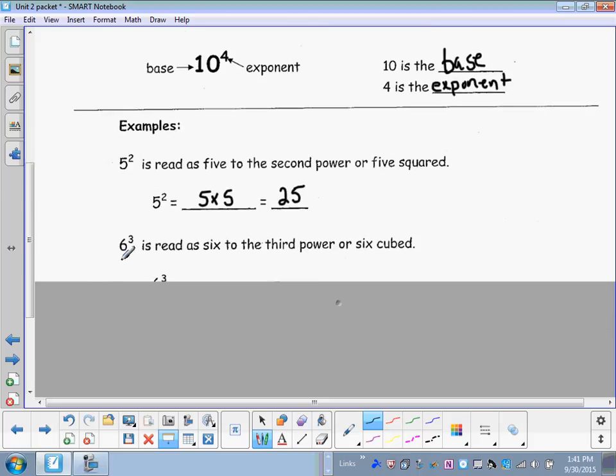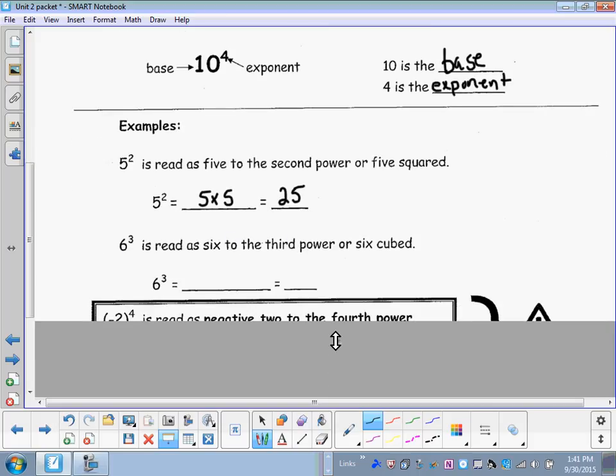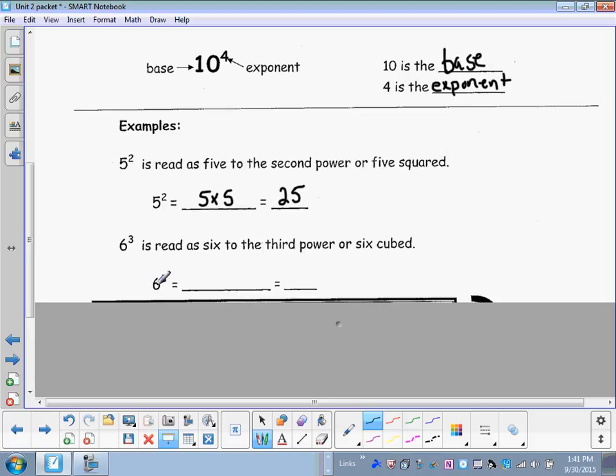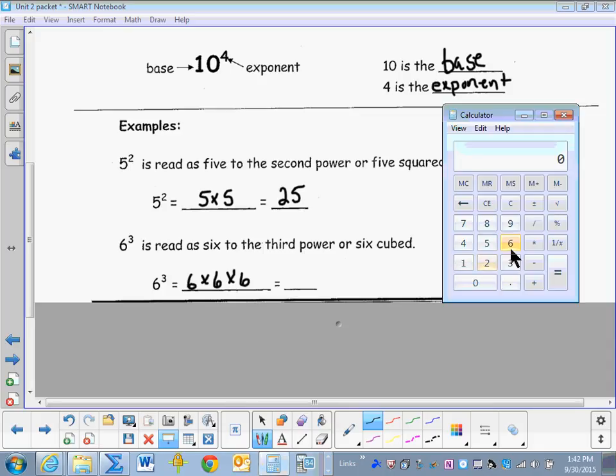6 to the 3rd is read as 6 to the 3rd power, or 6 cubed. 6 to the 3rd is 6 times 6 times 6, which is 216.